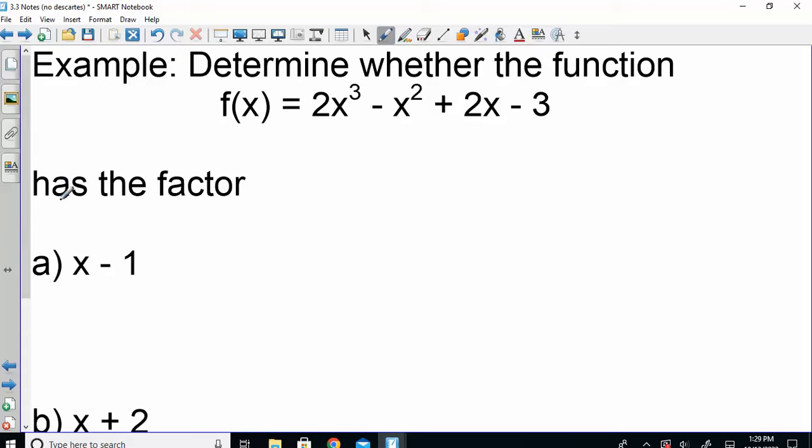So if I wanted to decide if x minus 1 is a factor of this function, give me 2 options for how I could do that. Synthetic division. And what should I be looking for in the remainder? 0. What's the other option? Plug a 1 in. So which one's going to be faster? Plug the 1 in. All right, so plug in x equals 1.